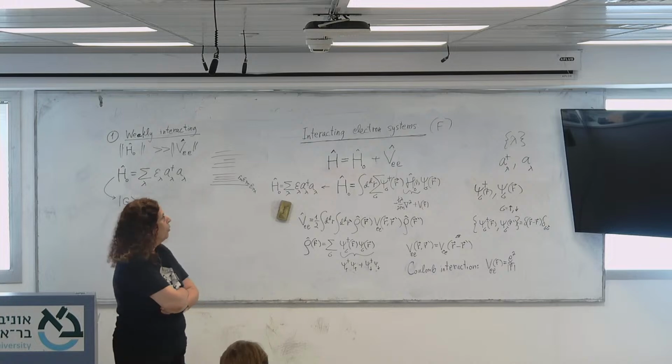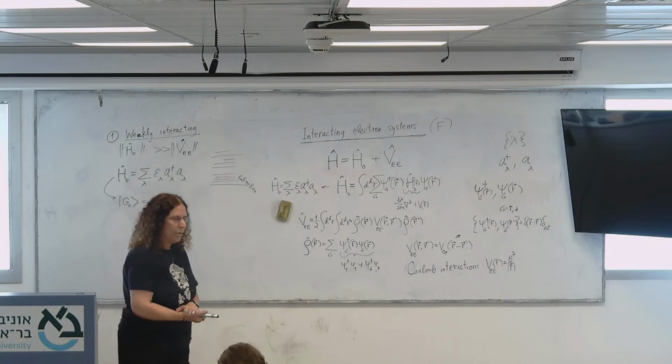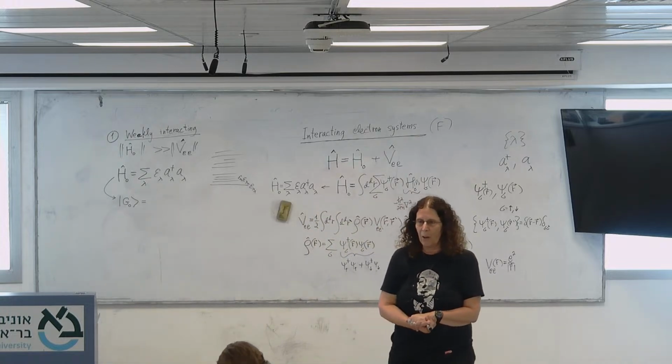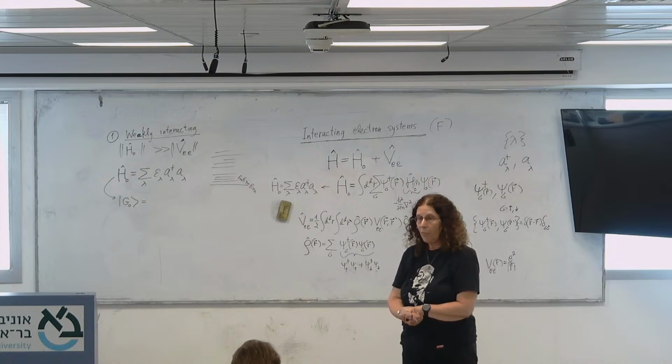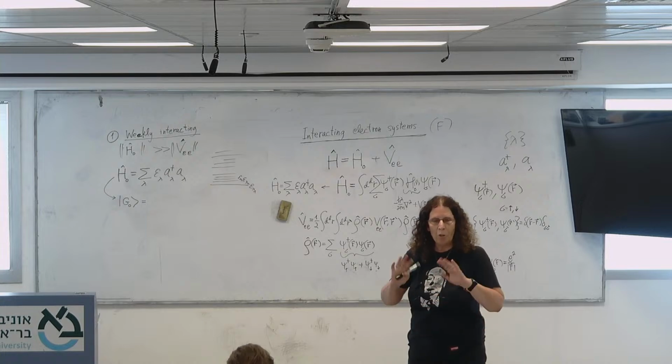Now I tell you that I have, if I'm working in a system with a well-defined number of particles, how do I get the ground state? What is it? All of them in the same direction of the spin? No, forget spin. I'm now more general. I have fermions.